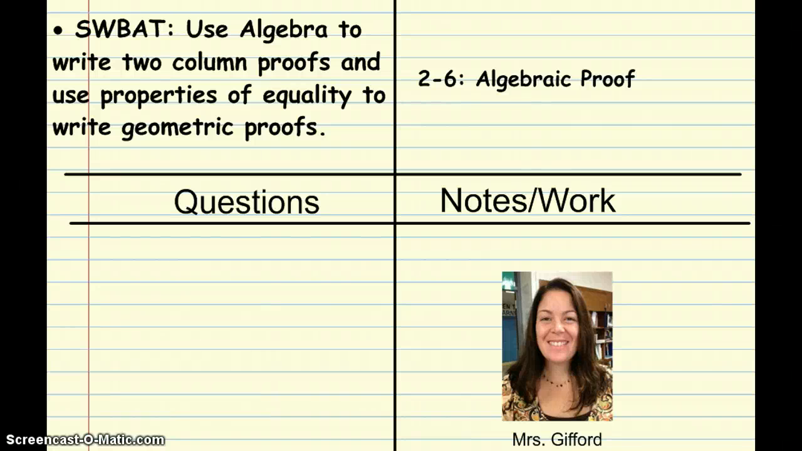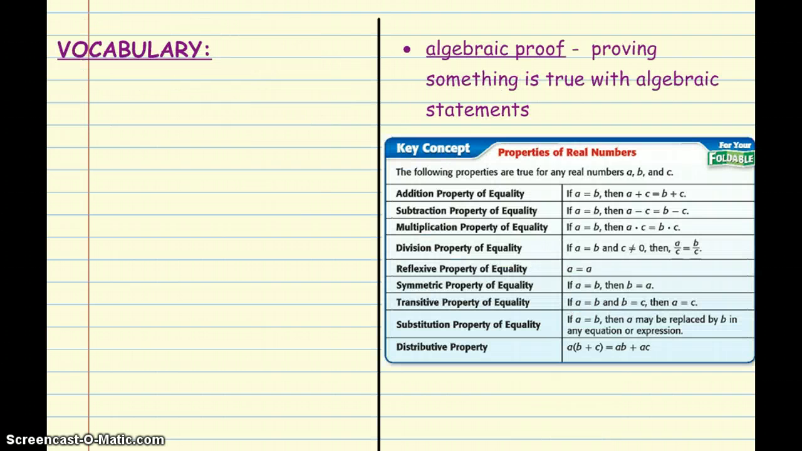Hi students, today we're going to talk about lesson 2.6, which is all about algebraic and geometric proofs. After this lesson, you're going to be able to use algebra to write two-column proofs and use properties of equality to write geometric proofs. So let's start with some vocabulary.